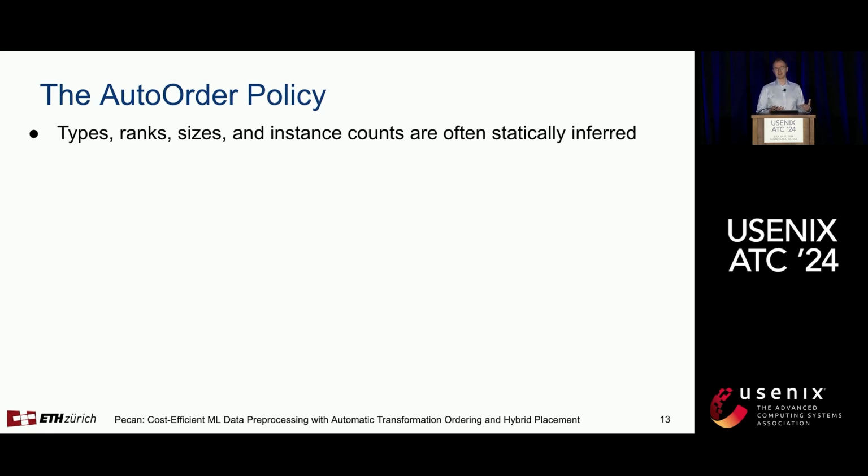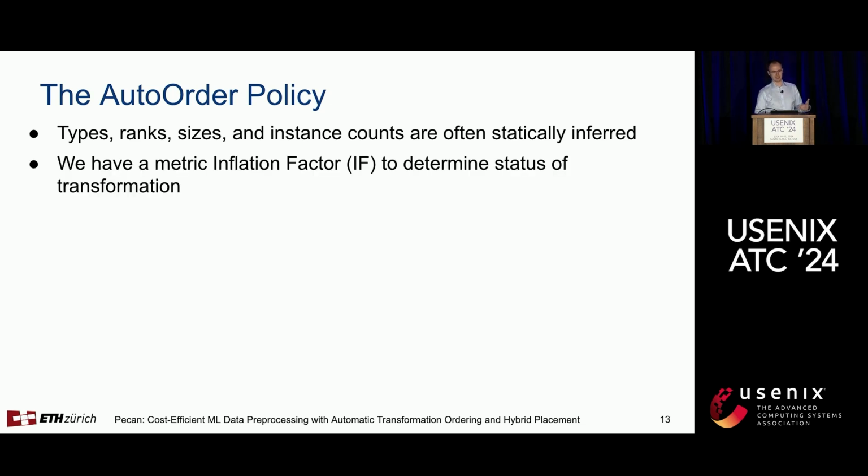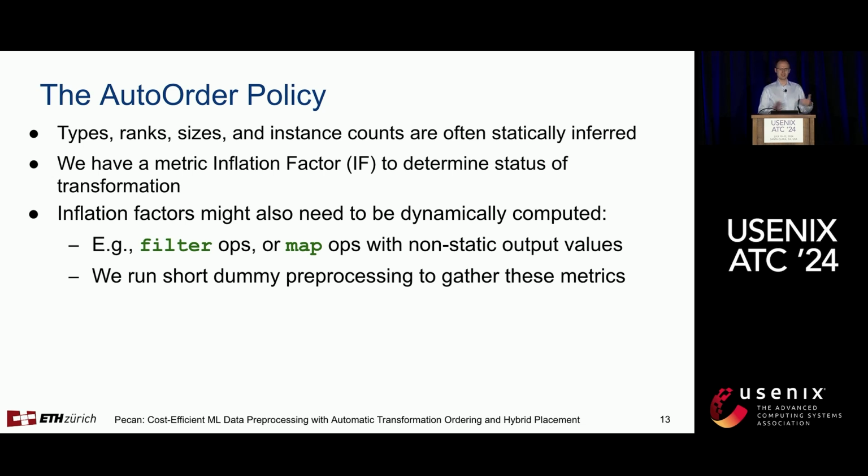First of all, it can use the types, ranks, sizes, and instance counts to determine the volume of the data flowing into the transformation and flowing out of it. And we can then calculate a new metric which we call the inflation factor, and that will determine whether the transformation increases or decreases the volume of the data. Now, in the previous example, this was a very easy task because you only have 2 transformations and it's pretty obvious what their status is.